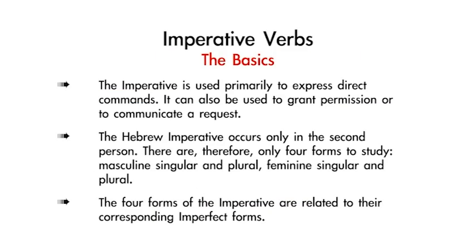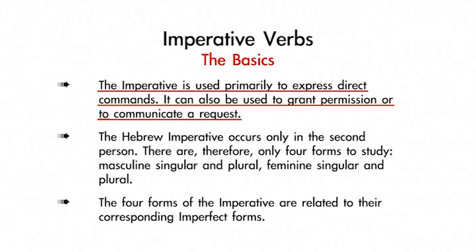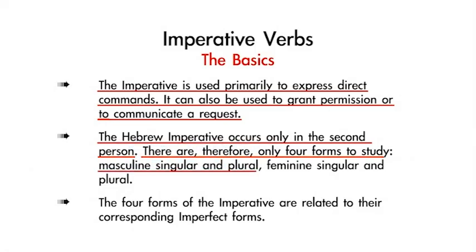Let's look at some of the basics together before we move on to the paradigm. First, the imperative is used primarily to express direct commands. It can also be used to grant permission or to communicate a request. The Hebrew imperative occurs only in the second person. There are therefore only 4 forms to study: masculine singular and plural, feminine singular and plural. And the 4 forms of the imperative are related to their corresponding imperfect forms. So if you know your imperfect paradigm, the imperative forms are going to be easy to identify.